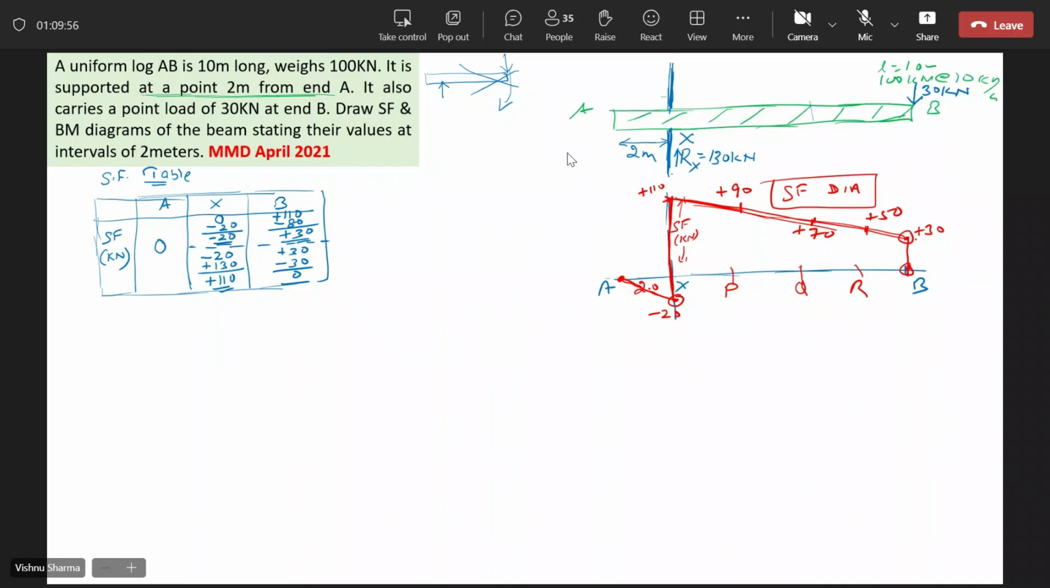Correct? Am I right? Every span is 2 meters. So if you take more points, it's up to you. I have no issues. Now let's take all these points for BM. Let me take all the points, no problem. Let me take 1, 2, 3, 4, 5, 6 points for BM.